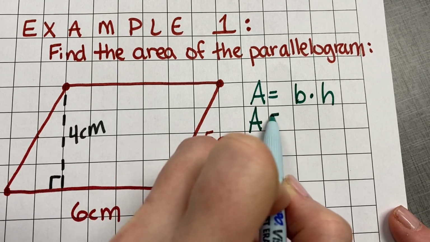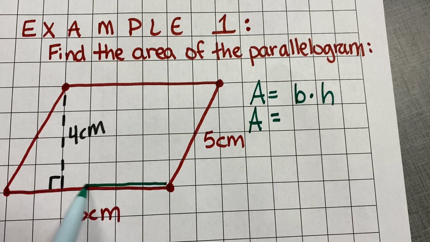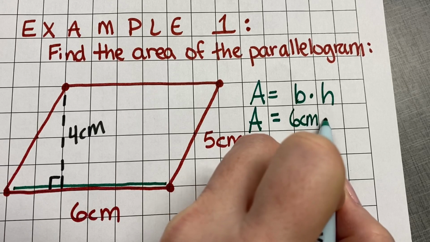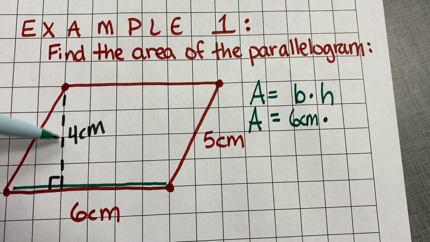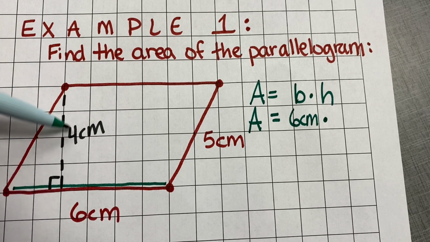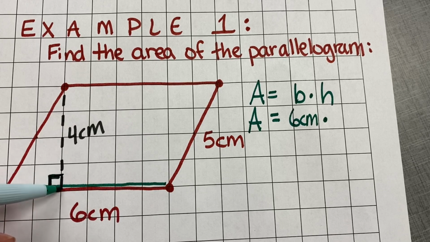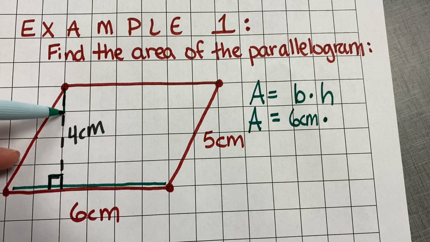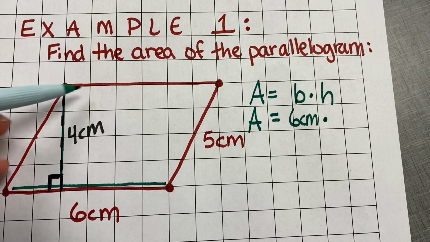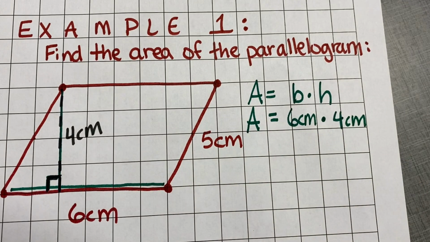And now we're just going to fill in our numbers. So let's find the length of the base. It looks like my base is right here and it's 6 centimeters long. So we'll put 6 centimeters times. And you see my height drawn here. My height runs straight up and down so that it creates that 90-degree angle with the base. So it's the distance from base to base, and it's got to create that 90-degree angle. That's labeled as 4 centimeters, so I'm going to put 4 centimeters over here for height.